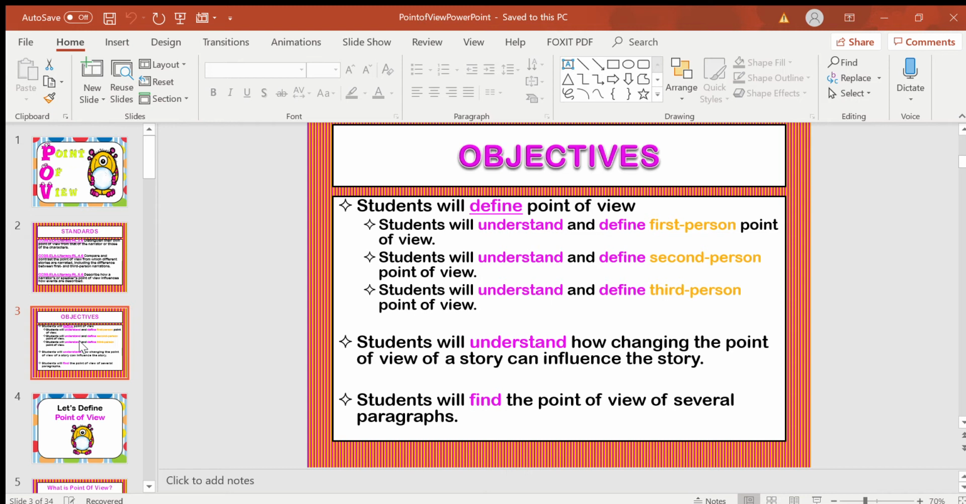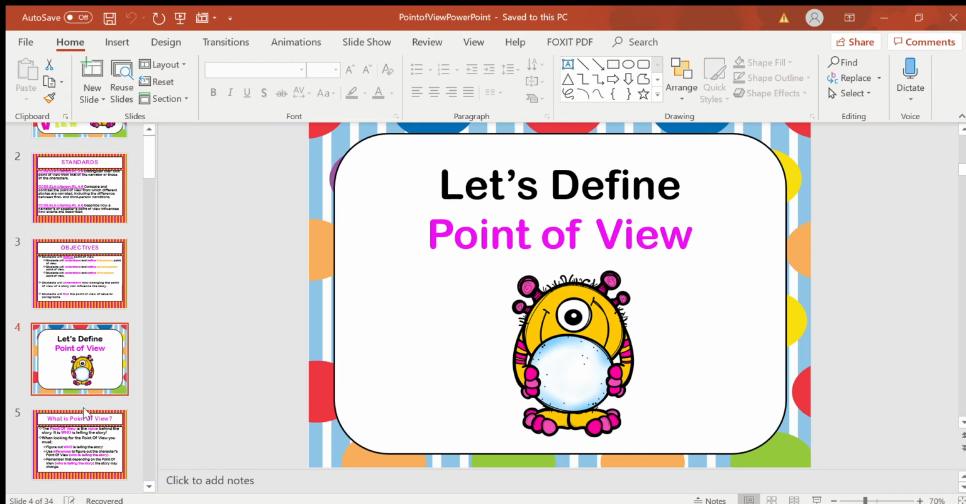You might remember when we read two different books about the Three Little Pigs. We read one book from the Three Little Pigs' perspective or point of view, and then we read the other book that was from the wolf's point of view, and it completely changed how we saw the story. Students will find the point of view of several paragraphs, so we'll have a little bit of practice at the end. So let's define what is point of view.